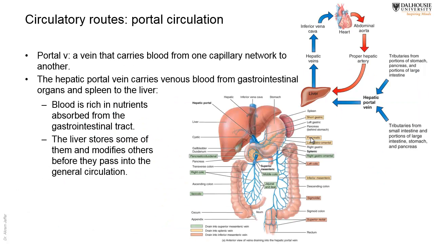See here, these are veins. These veins were formed of capillaries which are present in the wall of the intestine. They form these veins, and then they form a single vein, the portal vein, which goes into the liver, and then inside the liver it forms a capillary bed for the exchange of these absorbed substances. This is called the portal circulation.